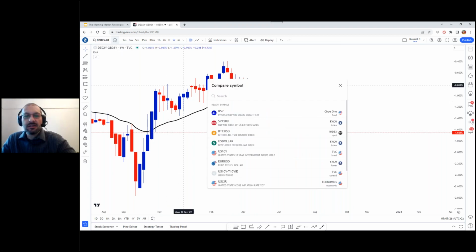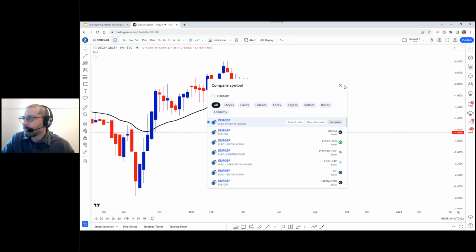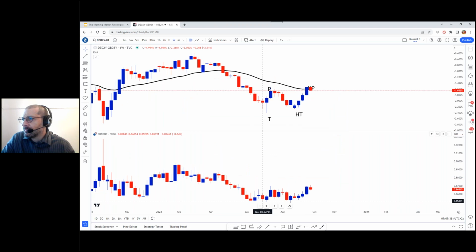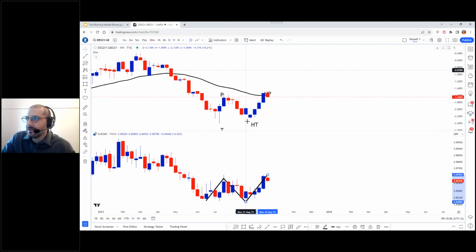Let's put in the euro pound underneath. It's quite tricky, but maybe something like that. So it looks as if the spread has an effect on the euro pound as well. You can't get away from fundamentals. You've got to embrace it. That's really what's going to take your trading to the next level.